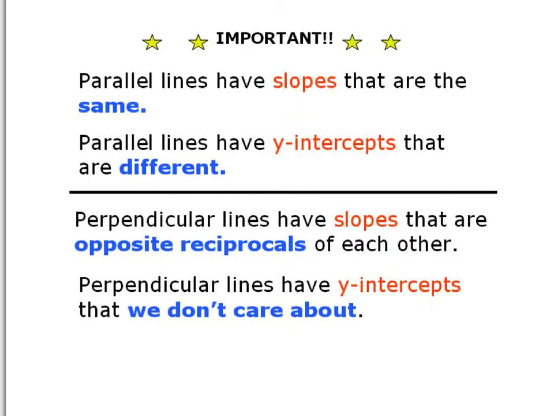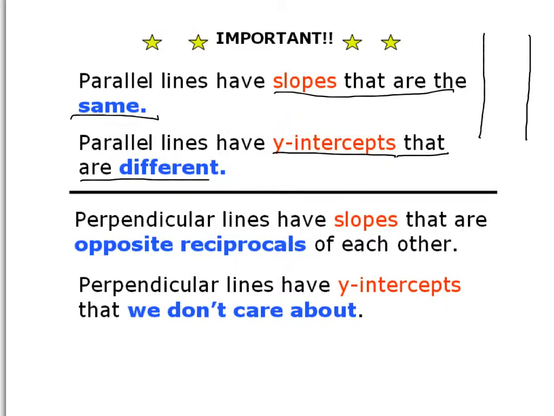Okay, so the first thing you need to know is that parallel lines have slopes that are the same. Before we get too far, remember that parallel lines are lines that run next to each other and never touch. Parallel lines also have y-intercepts that are different. So their slopes are the same, but their y-intercepts must be different.